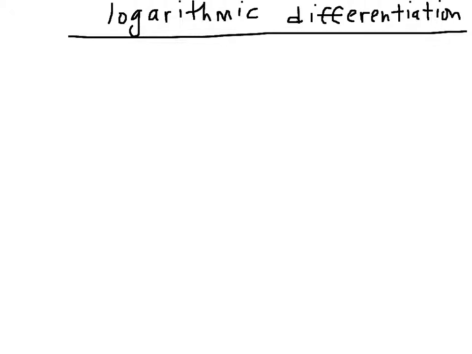So the last piece of the puzzle is known as logarithmic differentiation. And here's the simplest example. Suppose we're looking to take the derivative with respect to x of x to the x. Now, here's the issue. Because the exponent is not a constant, this is not a polynomial. And because the base is not a constant, this is not an exponential function. So x to the x doesn't fit into any of the categories that we've had so far.